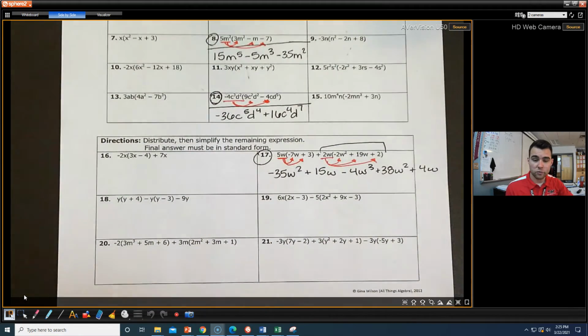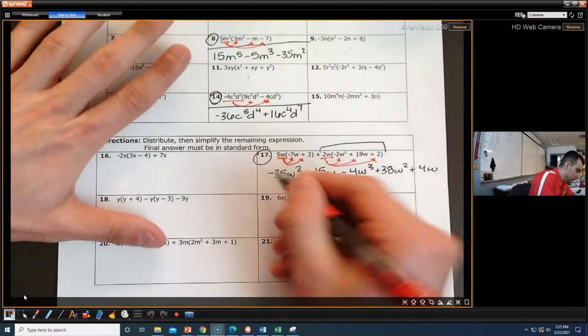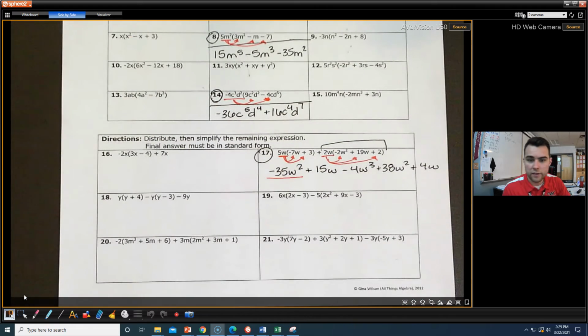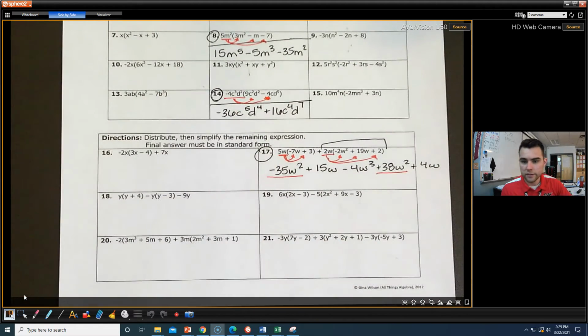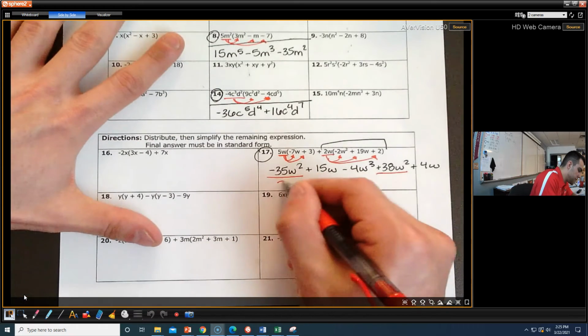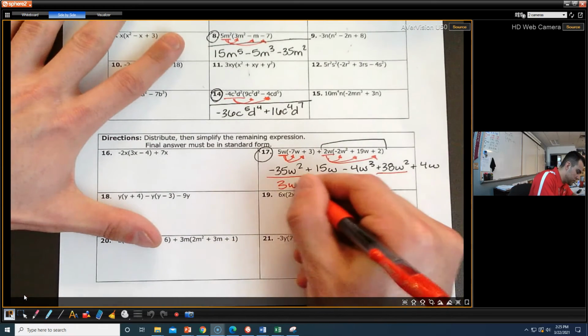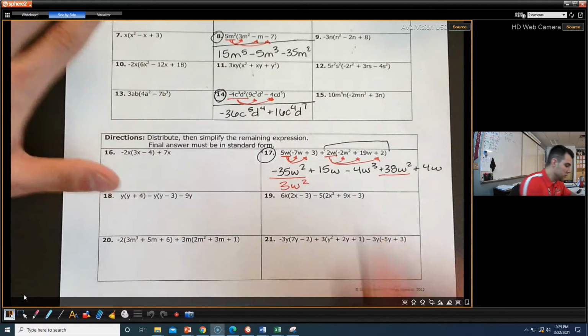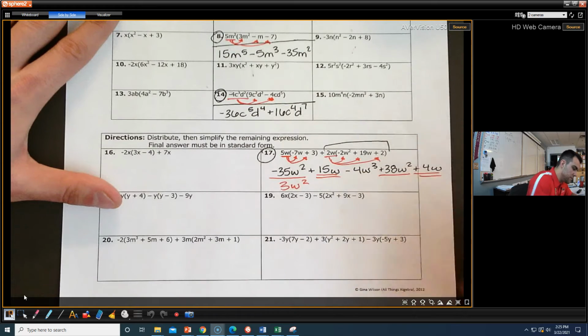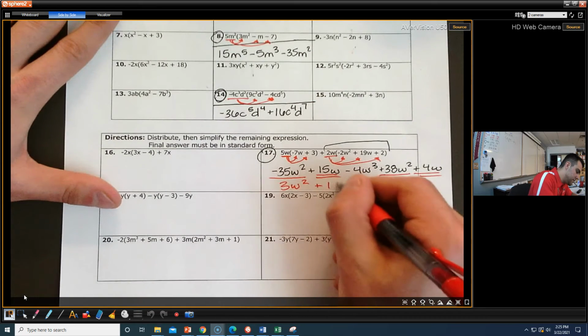We can actually add and subtract. Is there a like term of negative 35w squared? There is, this 38w squared. So negative 35 plus 38 gives me a positive 3w squared. I don't change my exponents or variables, right? I'm just combining like terms. 15w plus 4w is 19w.